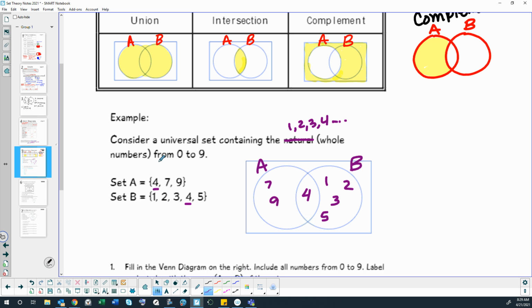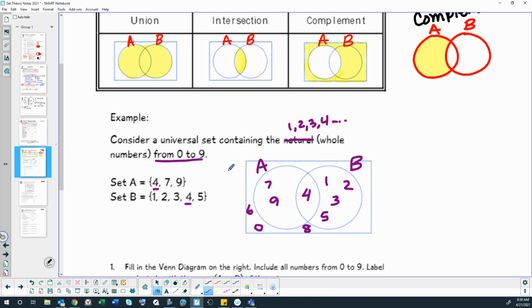Okay, now remember we're referring to the universal set from 0 to 9. That means we need to have all of the numbers from 0 to 9 somewhere. There's no 0 in either of these sets, so we need to put a 0 somewhere out here. We have a 1, 2, 3, 4, 5, but we don't have a 6. So we need to put a 6 somewhere outside of these circles. And then we have a 7, but we don't have an 8, so let's throw an 8 outside somewhere.